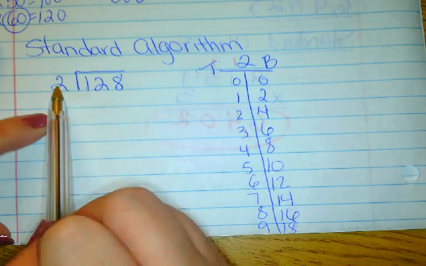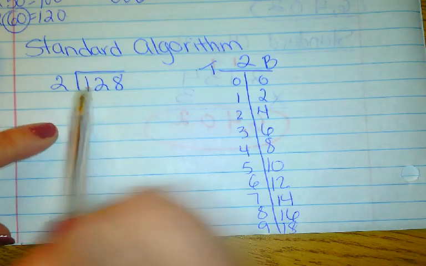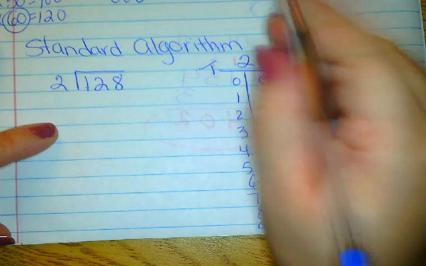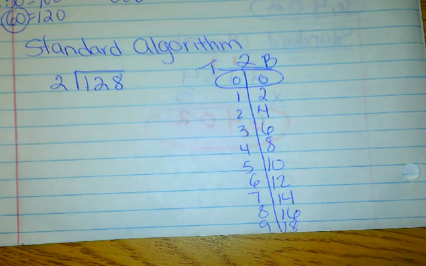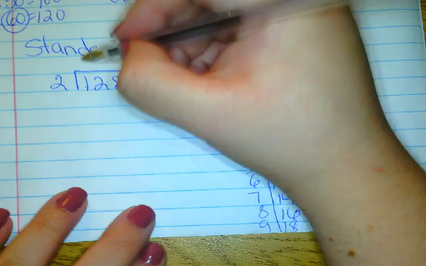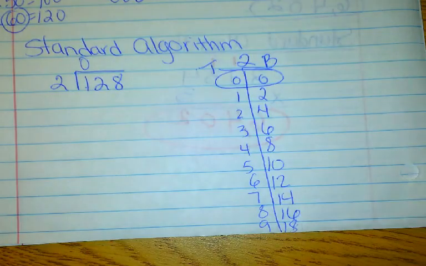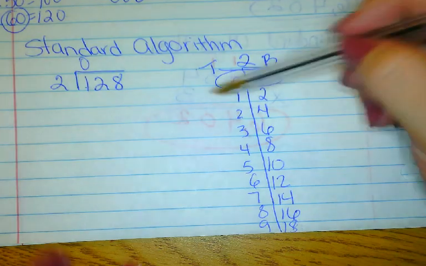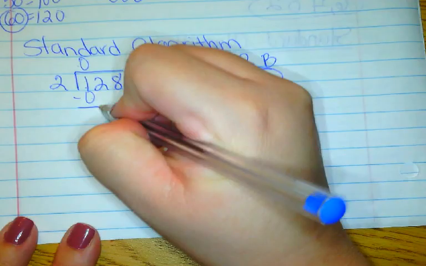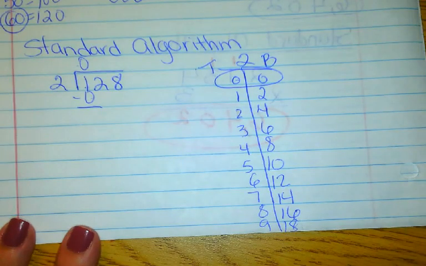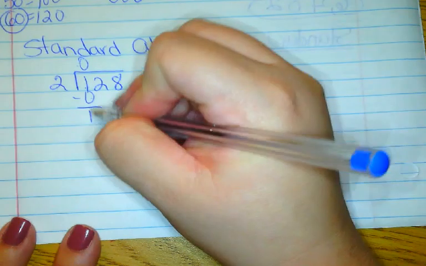Okay. Now, we say how many 2's go into 1? How many groups of 2 go into 1? 0. You're looking for 1 or less. Is 0. Very good. On the top, what goes at the bottom? Top is 0. Bottom is 0. And you subtract. 1 minus 0 is? 1.